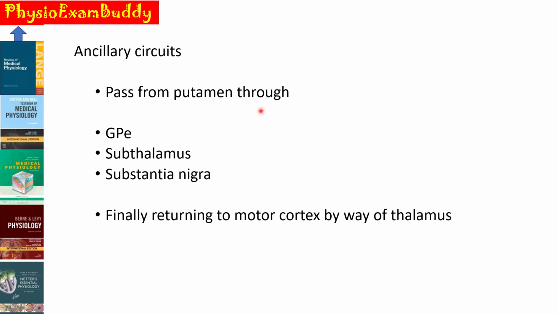Functioning in close association with this primary putamen circuit are certain ancillary circuits. Here, the fibers from the putamen, instead of going directly into the internal segment of the globus pallidus, pass through the external segment of the globus pallidus, subthalamus, substantia nigra, and finally return to the motor cortex by way of the thalamus.